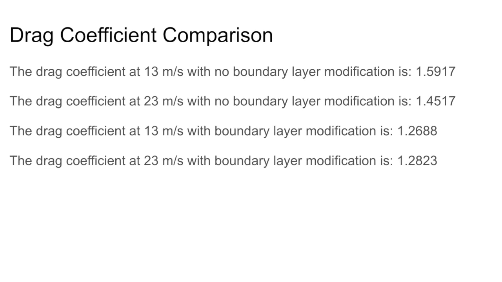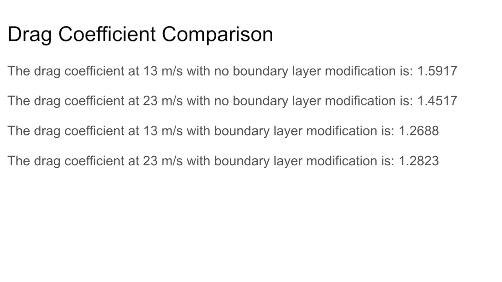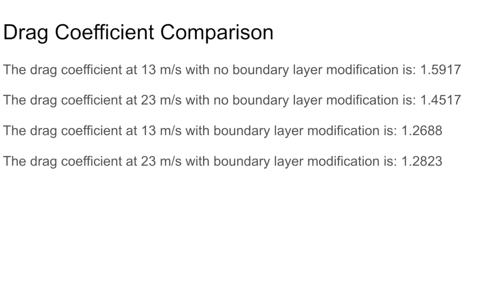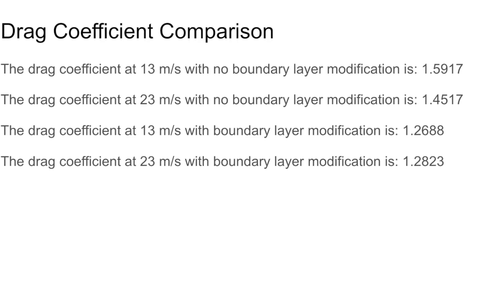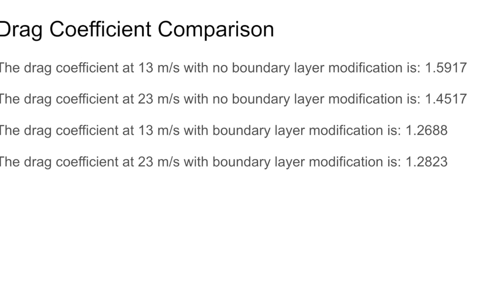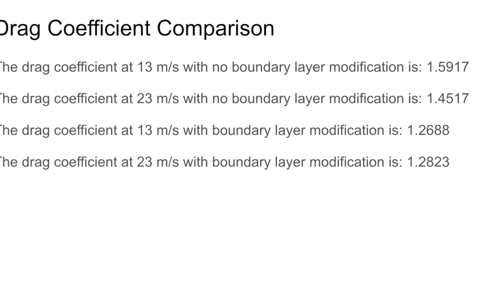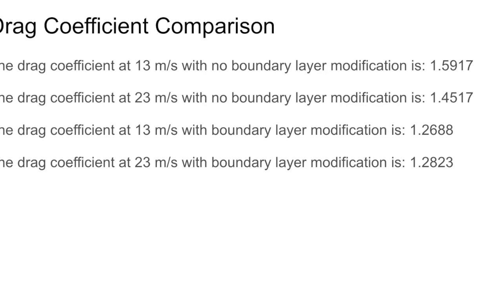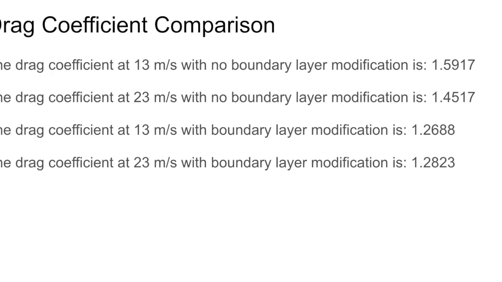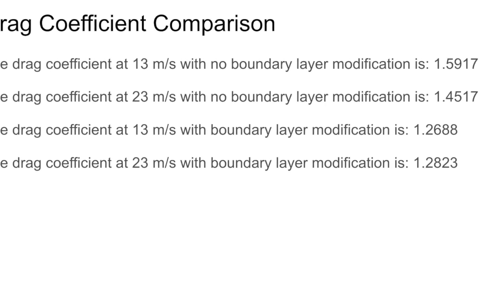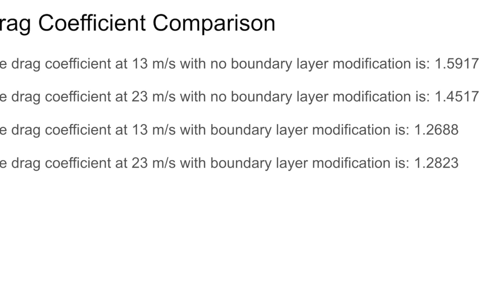We see that at 13 meters per second, with no boundary layer modifications, the smooth cylinder, the coefficient of drag is 1.59. When the sandpaper strips are added, turbulent flow is introduced back in, the energy increases, which means the velocity increases. This drag coefficient then becomes lower, to 1.27. This is also mimicked in the 23 meter per second test, where the smooth cylinder has a coefficient of drag of 1.45, where the cylinder with the sandpaper strips attached has a coefficient of drag of 1.28.